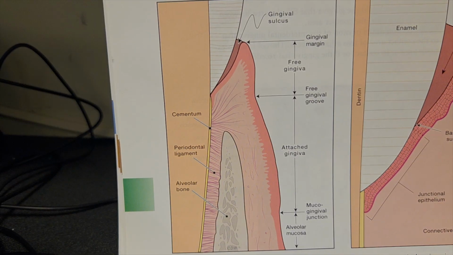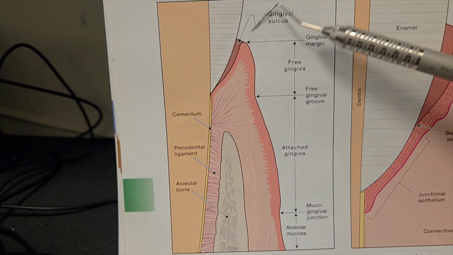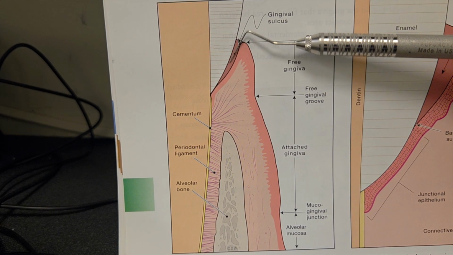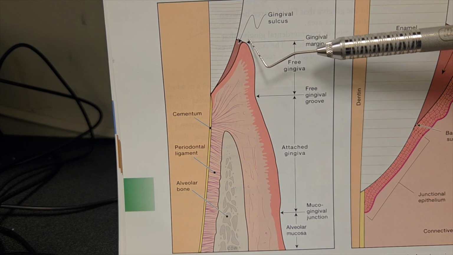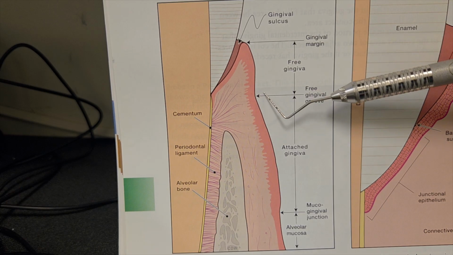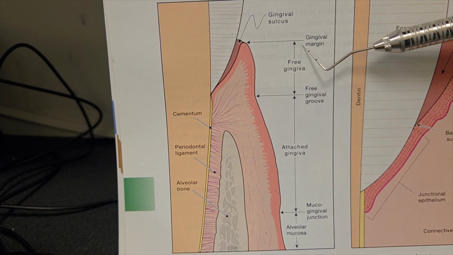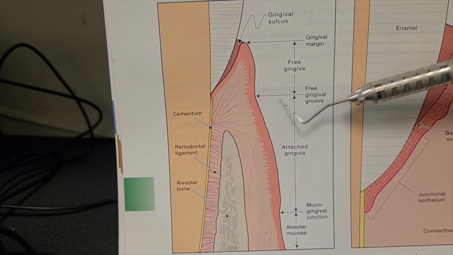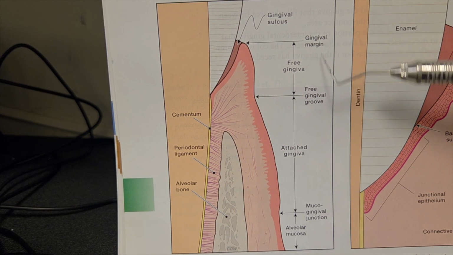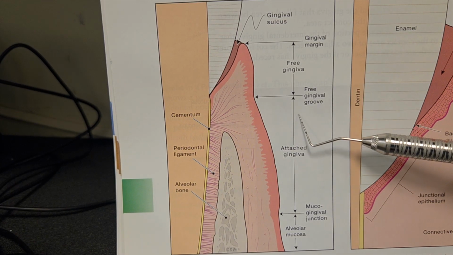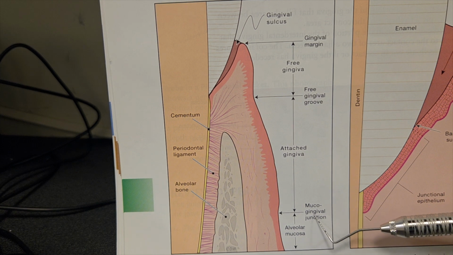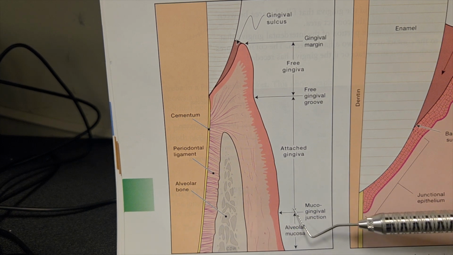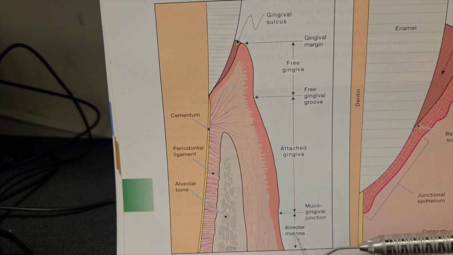So here's an even more detailed gum tissue pocket. Again, here's that gingival sulcus where that probe will measure into. We have our gingival margin, right where the free gingiva is located that we mentioned earlier. And that's our free gingival groove right there. Everything under that free gingiva is our attached gingiva. And then we have our mucogingival junction where it meets the alveolar mucosa.